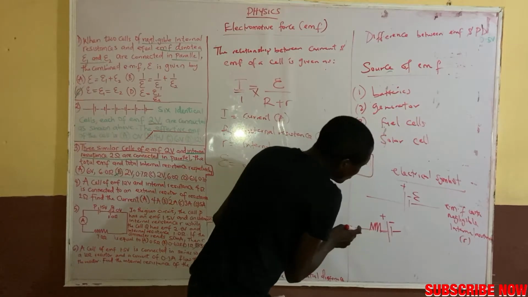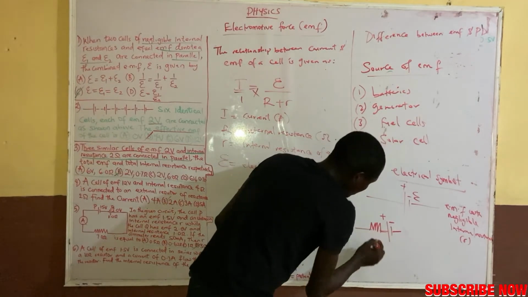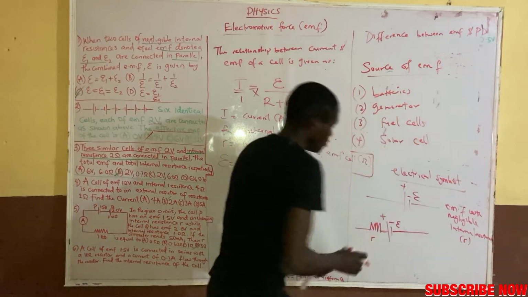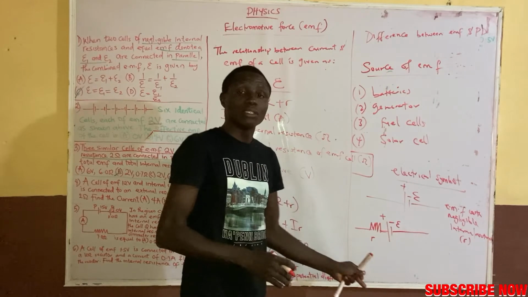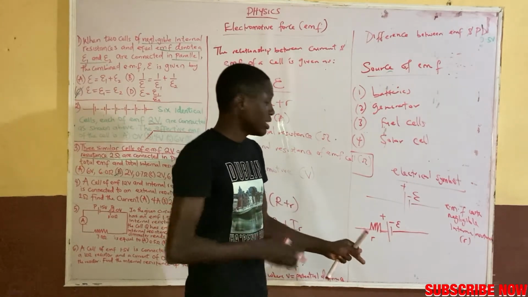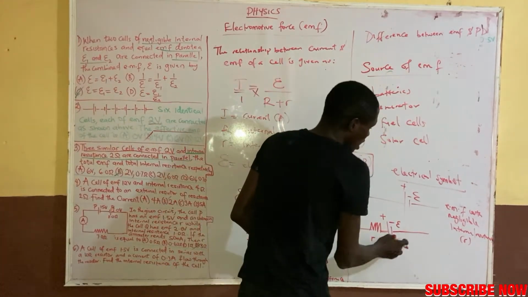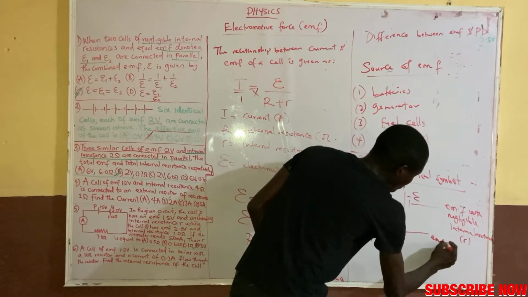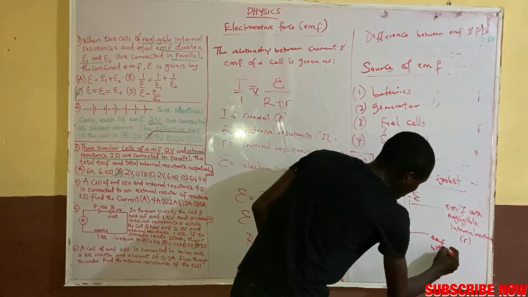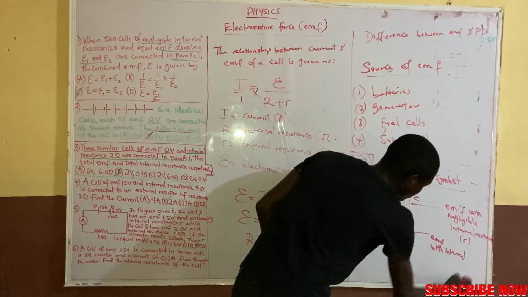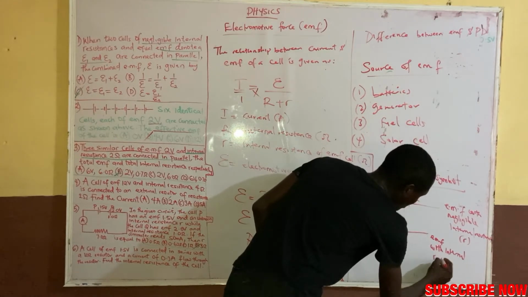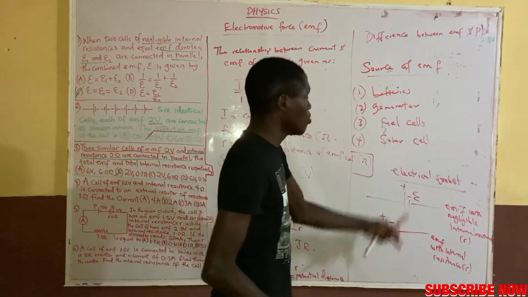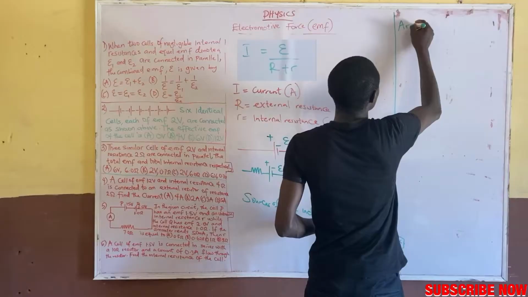Now the EMF with internal resistance: this is the internal resistance r, and this is the EMF, positive, negative. This is how we represent an EMF with internal resistance r. So these are the two ways to represent the EMF in a circuit.